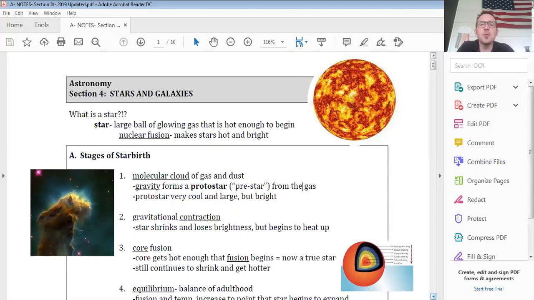So this is my homemade definition. A star is a large ball of glowing gas. It's a plasma or a gas, we could say. And it's hot enough to begin a special F word. No, not that F word. This one right here, nuclear fusion. This is what makes stars hot and bright. And we are going to see, everybody, in just a little bit, that fusion is going to be a catalyst of our universe. So let's talk about stars being born.